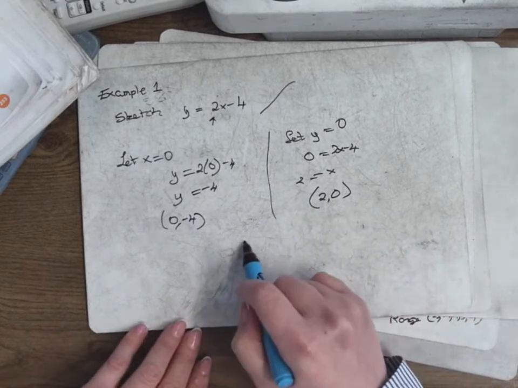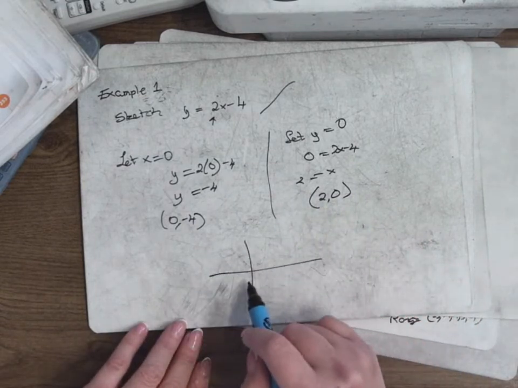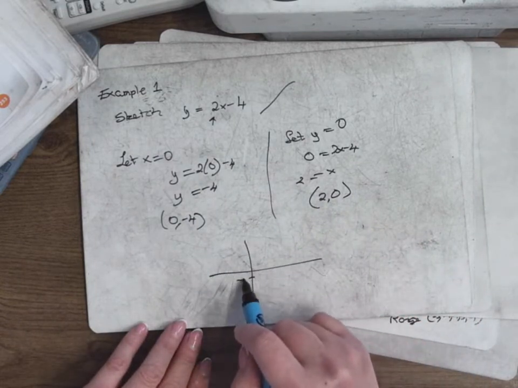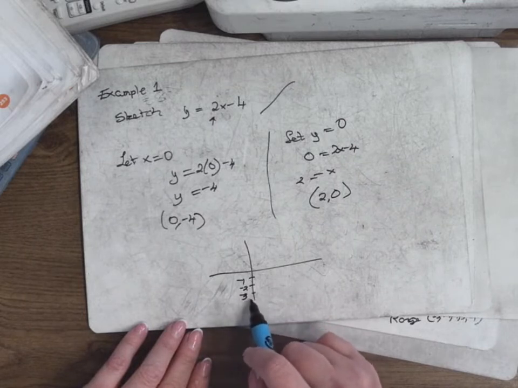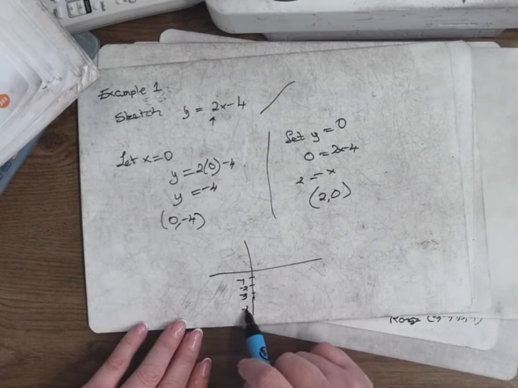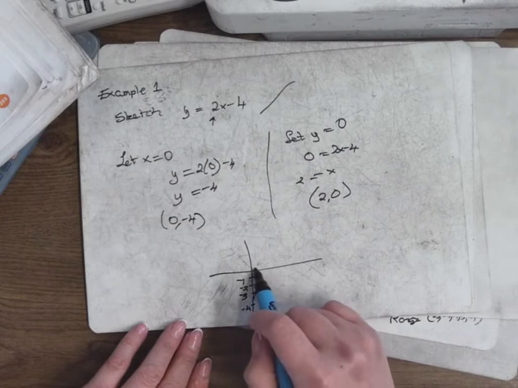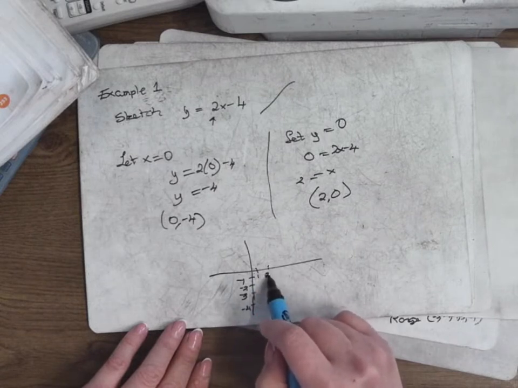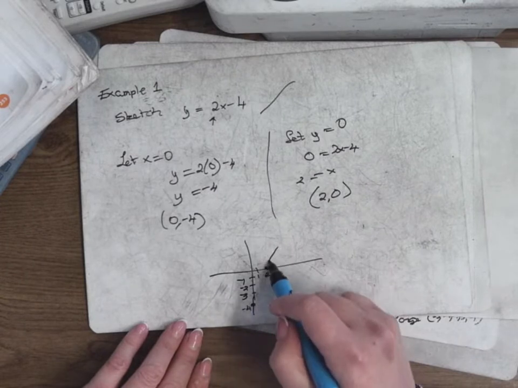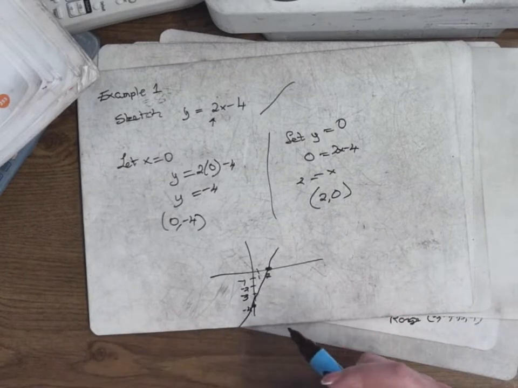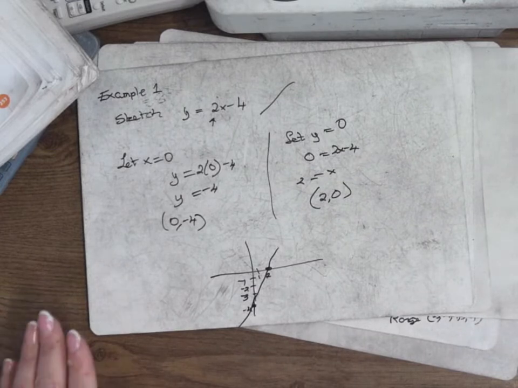And then your sketch. As I say, it's a sketch, so it doesn't have to be accurate. You're just getting a feeling for the general shape and where it crosses the axis. So minus 4 on the y-axis and 2 on the x-axis. So I have to go through 2, 0 and 0, minus 4. And there I have a line going up, which I knew I was going to get. Is that all right?